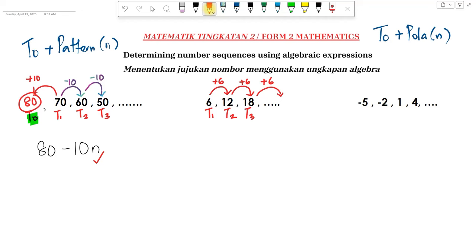Okay, so what we want to do now, we want to determine term 0. So term 0 would mean you have to go on the other side, opposite side, which means that you have to minus 6.